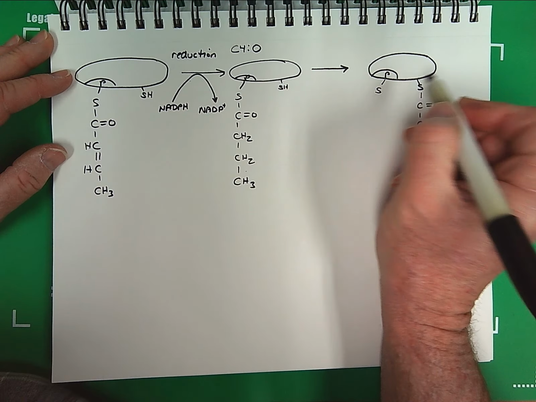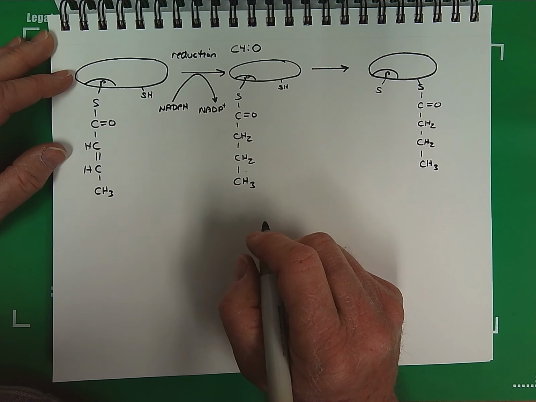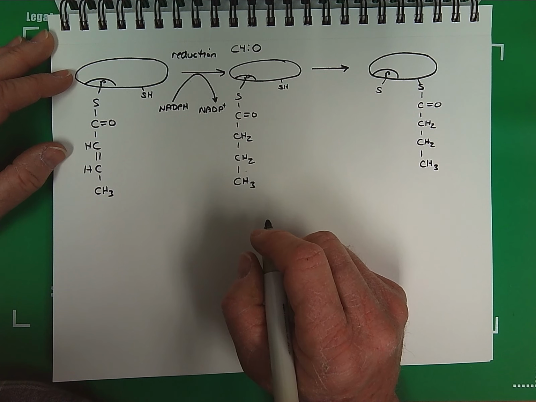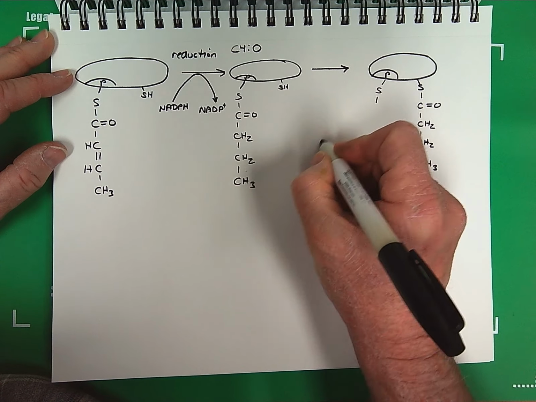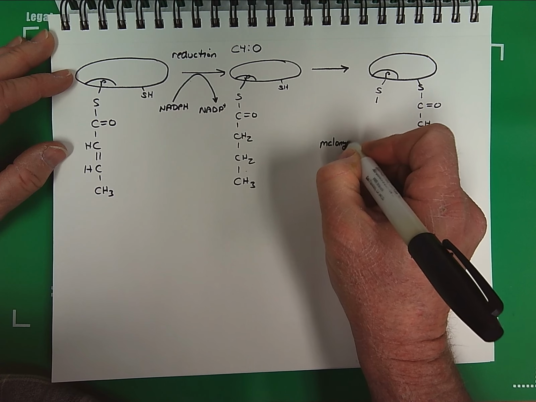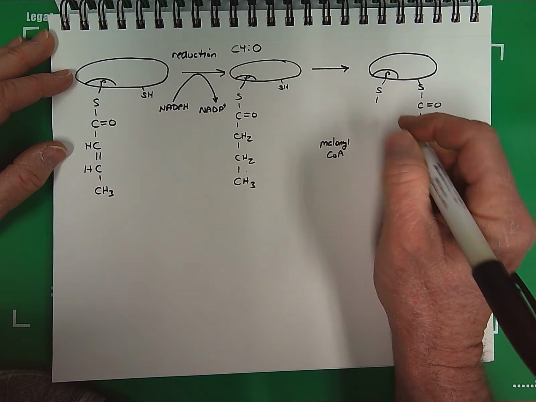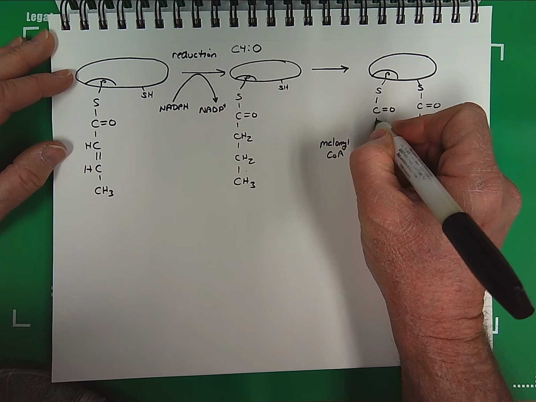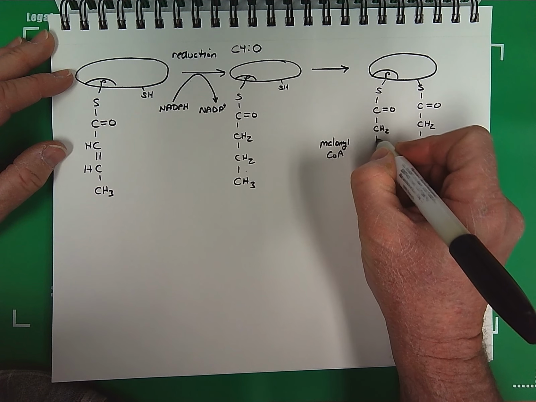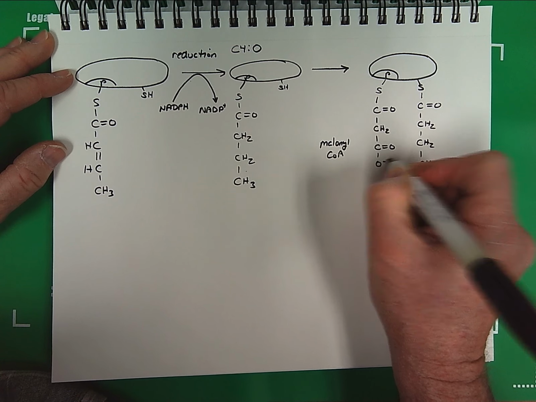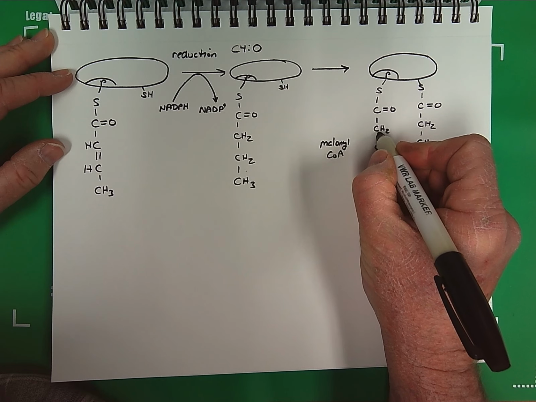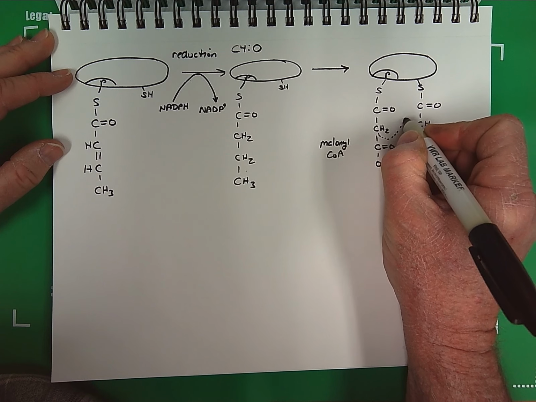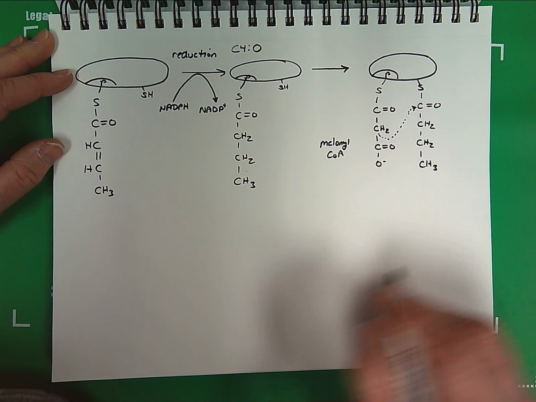That will leave this sulfur open on the acyl carrier protein. So the next step here, again, is to add malonyl CoA. So once we add our malonyl CoA, now we can perform our next reaction. The next reaction will be this carbon attaching in a condensation reaction to this carbonyl.